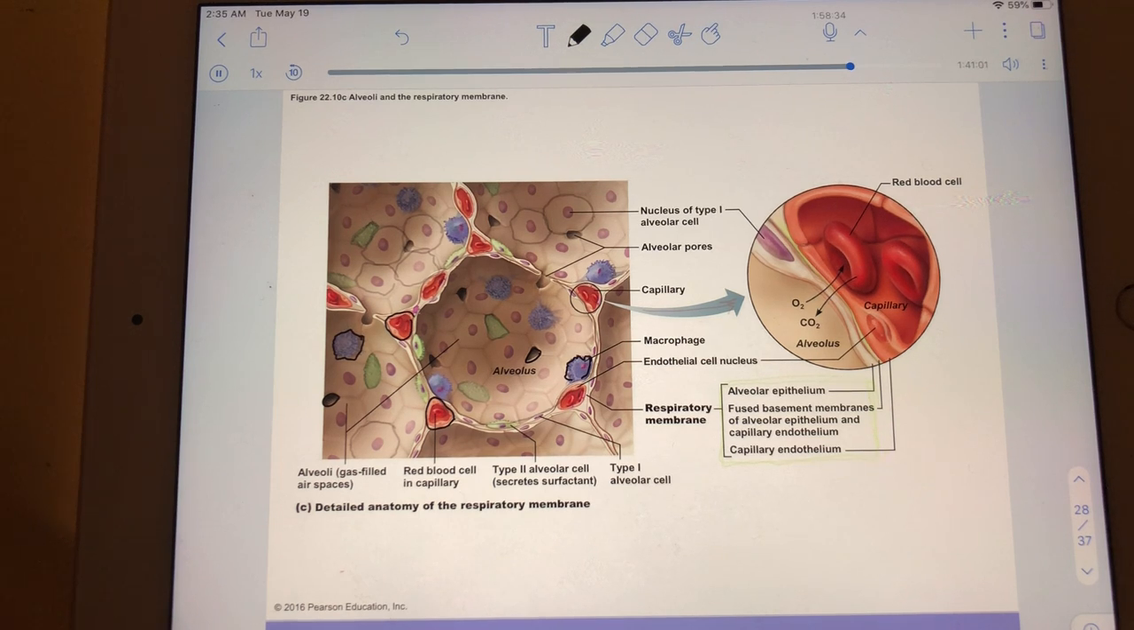Roaming, but until we sweep them up and swallow them, they're going to stay in the lungs and do their phagocytic job, okay? Here, every once in a while, kind of boxy, a type 2 alveolar cell, that surfactant secreting cell, okay? And it might help you understand how important surfactant is.